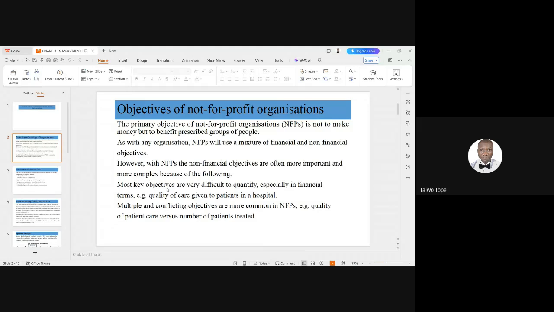How well can we give quality treatment to our patients? How many patients can we treat? Have we treated within the space of 2 months, 1 month? These are our metrics, our performance indicators, our KPIs in terms of not-for-profit organizations. So let's take note of this.